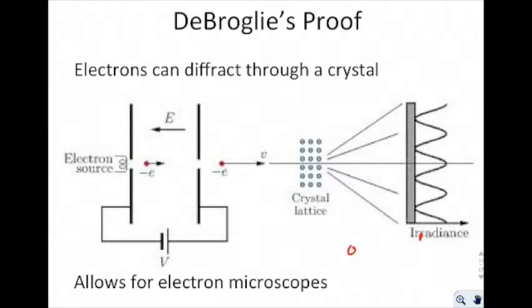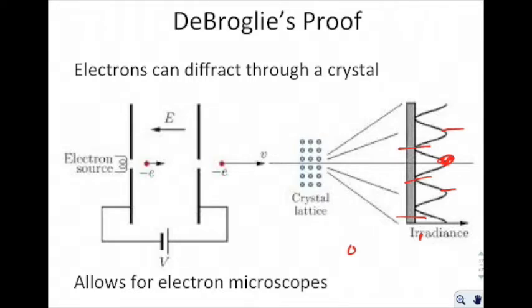But what they found out instead was there was the same interference pattern they saw with light. You had a bright spot and then it was dark, and then you had a bright spot, and then it was dark. So what this showed is that electrons can interfere with one another.